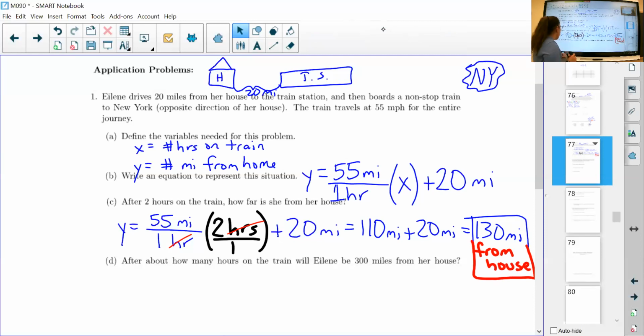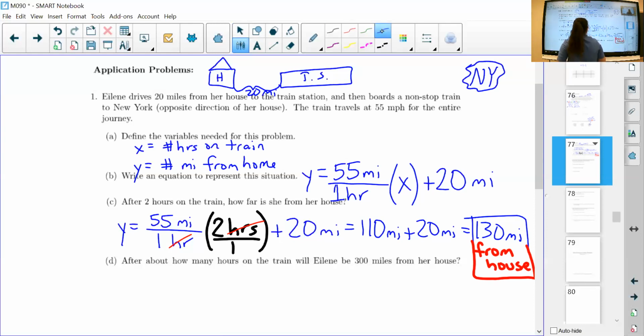Okay, and D says after how many hours will she be 300 miles from her house? So D is saying, nope, forget C. Go back to the equation and figure out how many hours it's going to take her to be about 300 miles away.